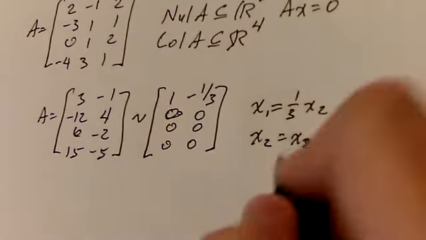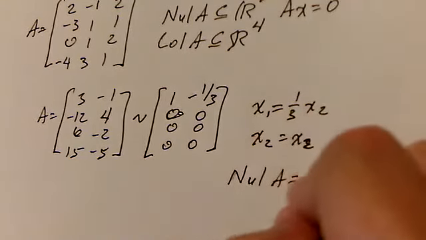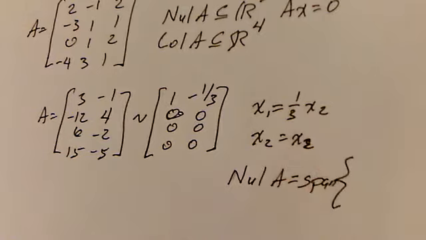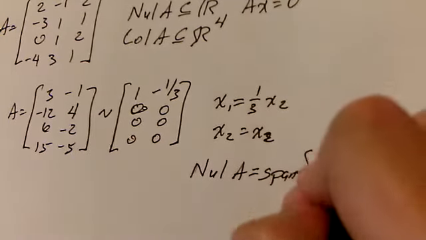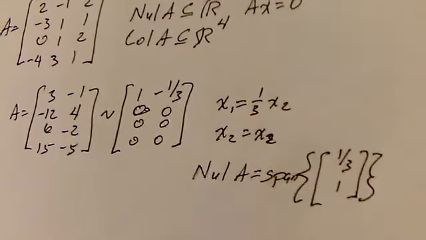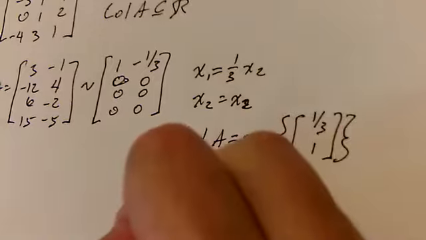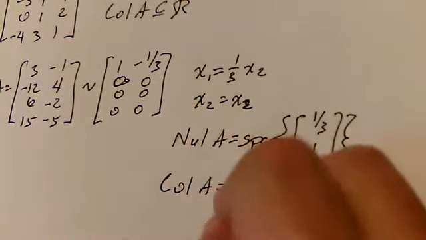Okay, so I can write the null space then, null A is going to equal the span of the vector 1/3, 1. Okay, so that's an example. Remember, the zero vector is always in the null space. It's always in the column space as well.